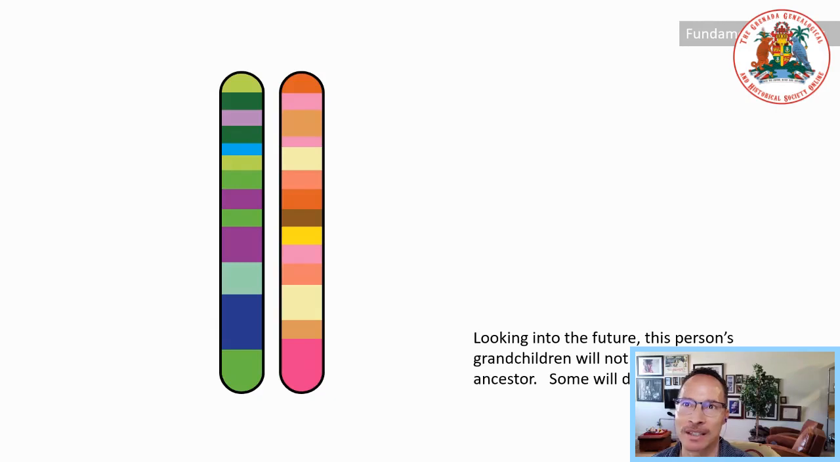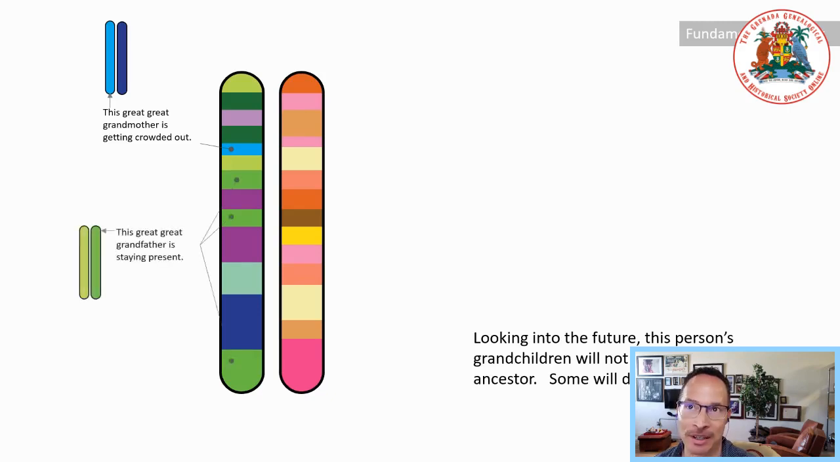Let's take a look at where this came from. This light blue came from this person's great-great-grandmother. Notice how there's only a little bit here. This great-great-grandmother is kind of getting crowded out over the generations. Meanwhile, this great-grandfather, this shade of green, is very much staying present. This great-grandfather, brown, is also getting crowded out.